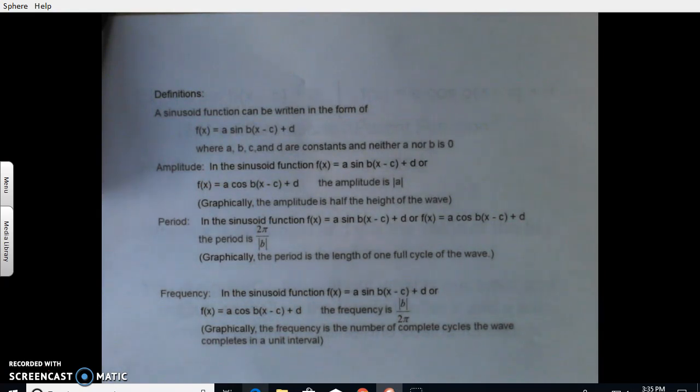A sinusoid function can be written in the form of f of x is equal to a times sine of b times x minus c plus d, where a, b, c, and d are constants and neither a nor b are 0. Then we have the amplitude, which is the absolute value of a.